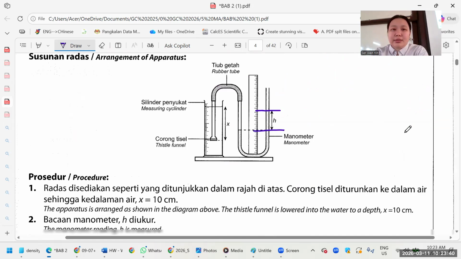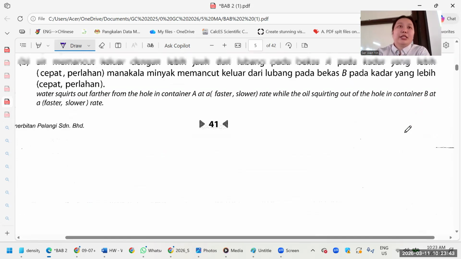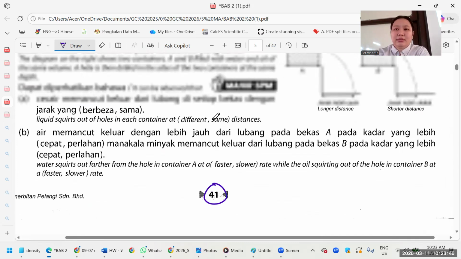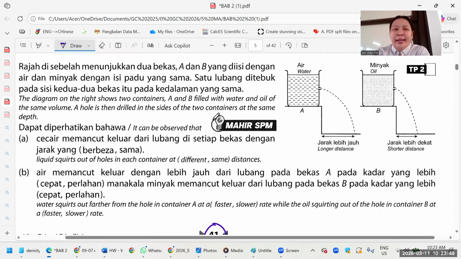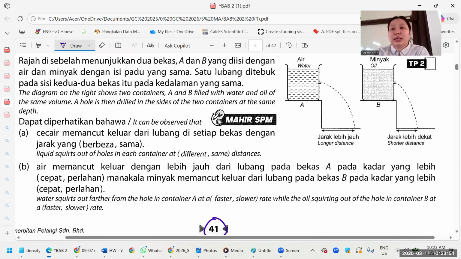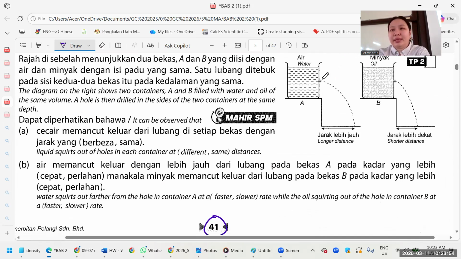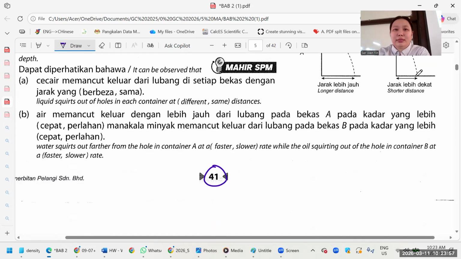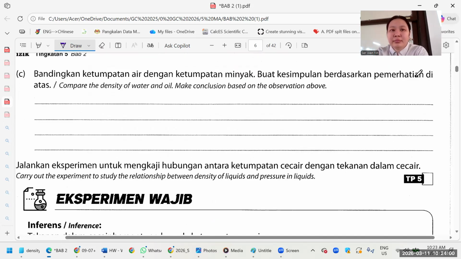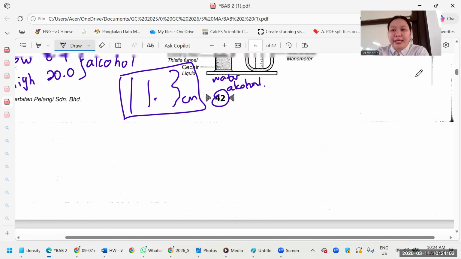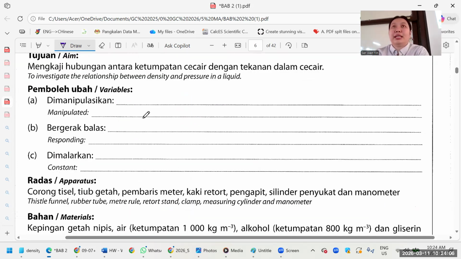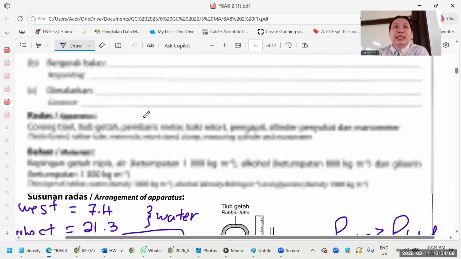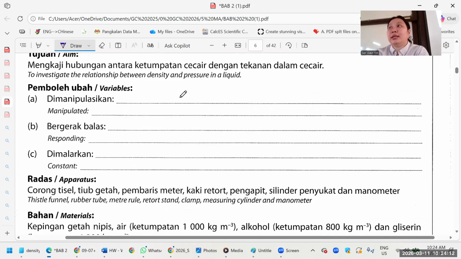Okay, so now next, look at page 41. I think you all can do it. One water, one oil, but same depth. Now we look at page 42. So for this manipulated variable, we have two liquids. So our manipulated variable would be the density of liquid.